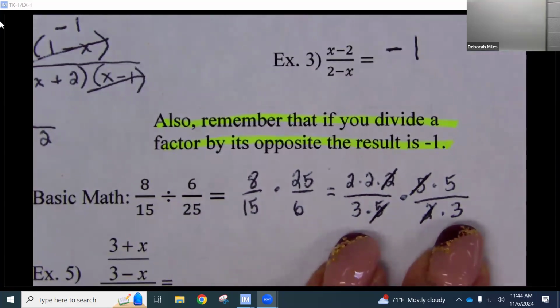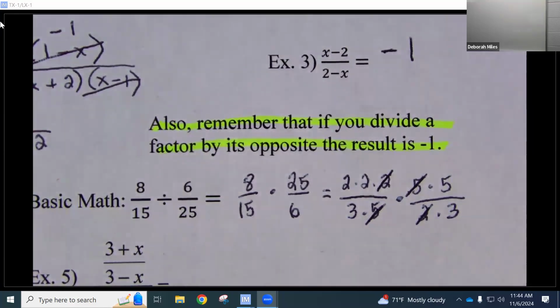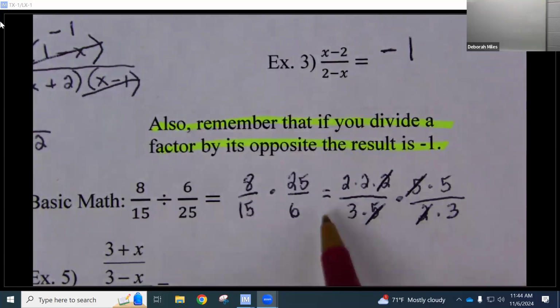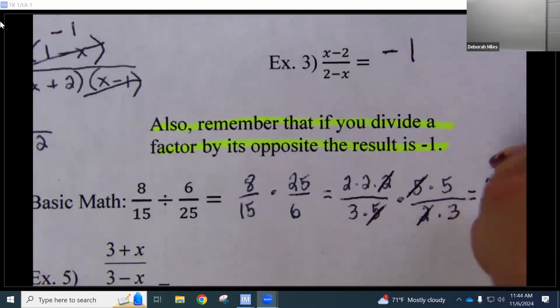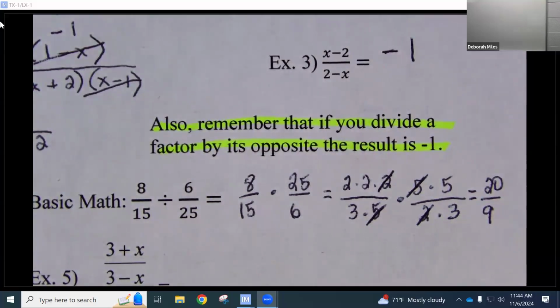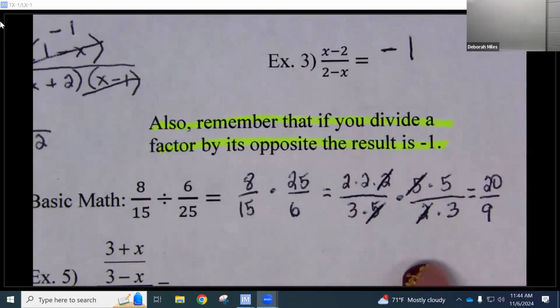What about those 2 3s? They're the same thing. Can I cancel them? Why not? They're both in the denominator. You can only cancel factors in the numerator with factors in the denominator. So I don't think I have anything else I could cancel. If I multiply straight across now, this is 20/9, which is what 200/90 would have reduced to if I had multiplied straight across first. Whatever we do in basic math, we do the same thing in algebra. It's just a little bit uglier.